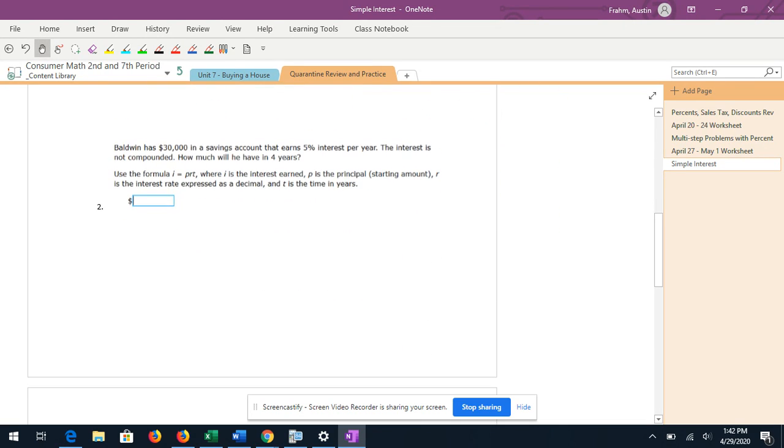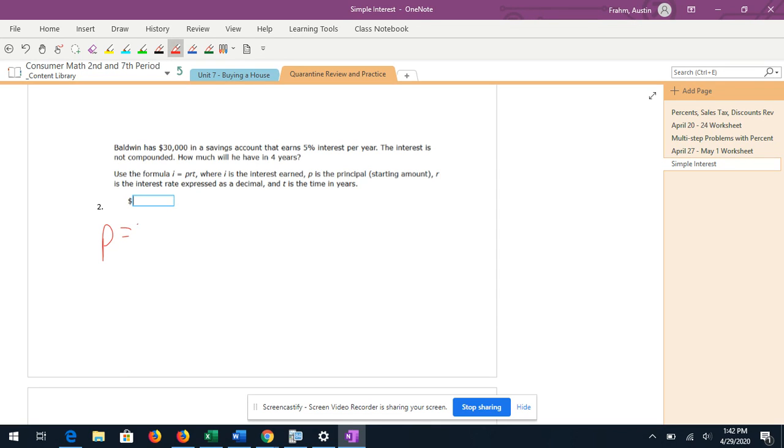Going on to problem number 2. It says Baldwin has $30,000 in his savings account that earns 5% interest per year. The interest is not compounded. How much will he have in 4 years? Okay, so again, same type of question. We're going to be using the same equation.